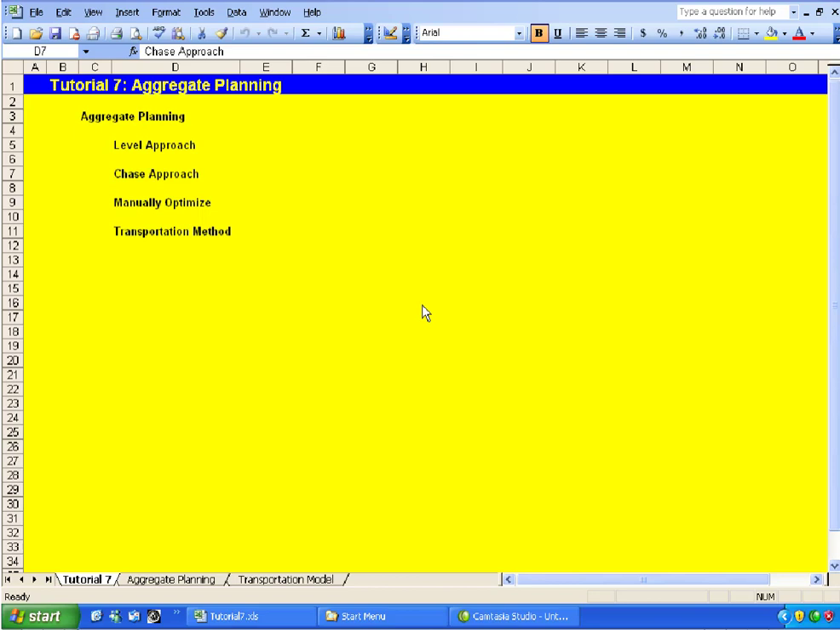In this tutorial, I will be discussing approaches used in aggregate planning to determine a production schedule to meet an uneven forecasted demand. The first approach, the level approach, is one in which the production is set to a level or constant amount, which would be equal to the average forecasted demand.